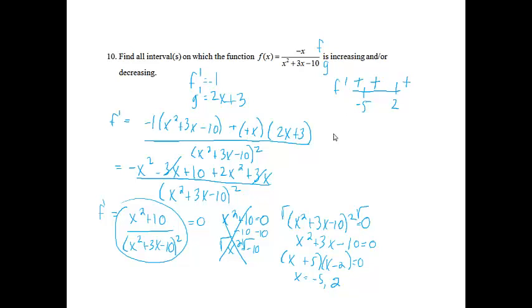So you'll notice this function is only increasing, but we do need to separate it because at -5 and 2, the function is actually undefined. So we're just going to say f is increasing from -infinity to -5, again from -5 to 2, and then again from 2 to infinity. And that was because f prime is positive.